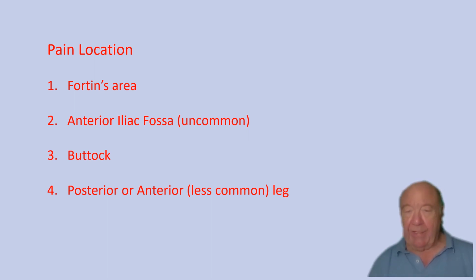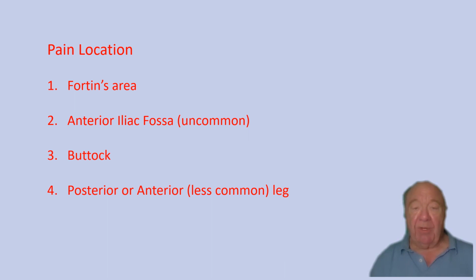Pain can also occur in the anterior iliac fossa. This is less common, and generally speaking, it's when the ventral ligament of the SI joint has been damaged. Now, the SI joint ligaments are really, really strong. These are amongst the strongest in the body, except for the ventral one, and that one can get damaged with trauma. So you can get ventral pain, but it's unusual.